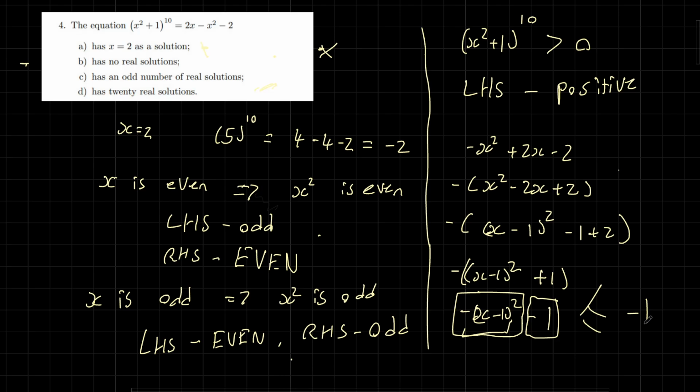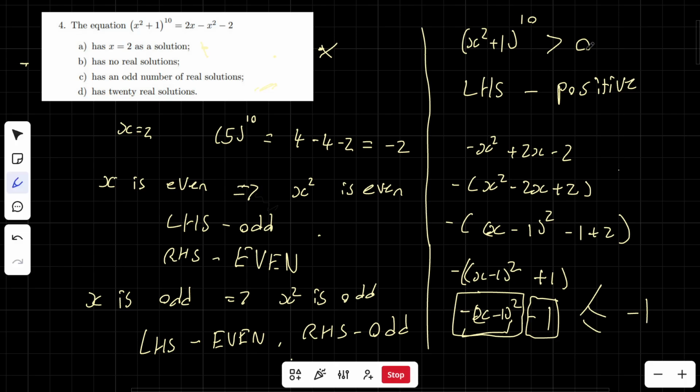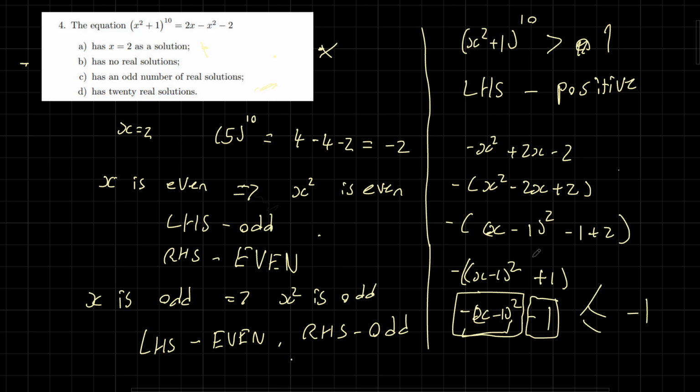And so we've shown that the left-hand side must always be bigger than 1, must always be positive. And the right-hand side must always be less than minus 1. So it must always be negative. And so that's another way of showing that this equation has no real solutions.